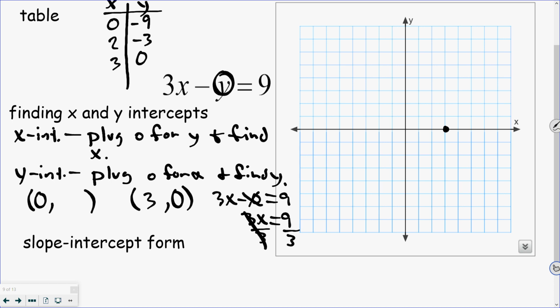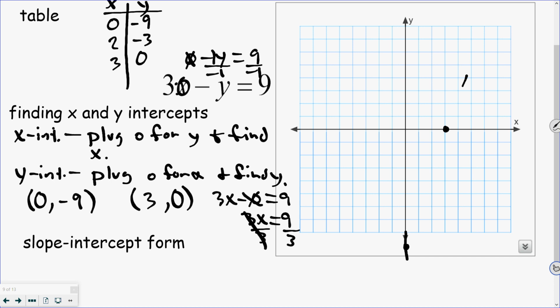Well, if I plug 0 in for x, now the 0 is going right here. So I get 3 times 0 is 0, minus y equals 9. Well, the 0 just goes away. That's like negative 1, so divide by negative 1. So I get negative 9 for y. So that's my y-intercept. So again, that falls a little bit off my graph. That'd be somewhere down in there.